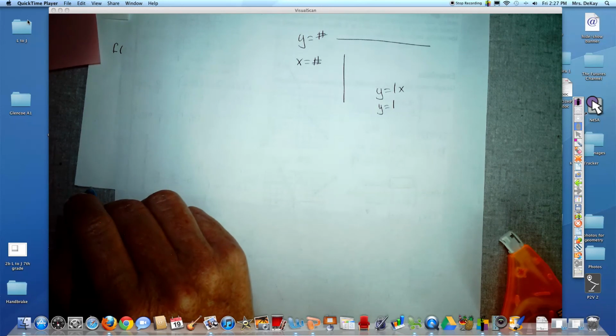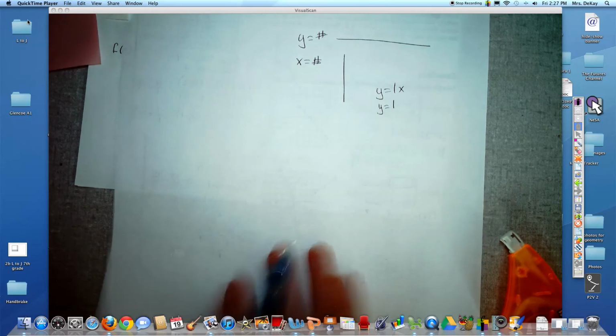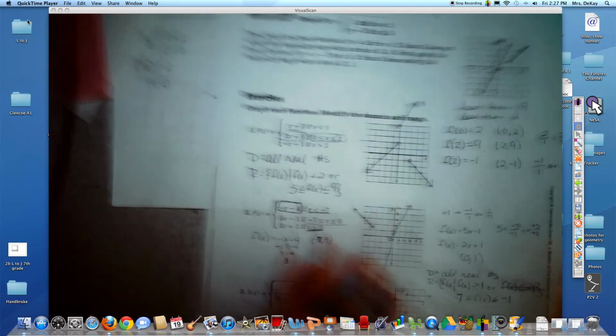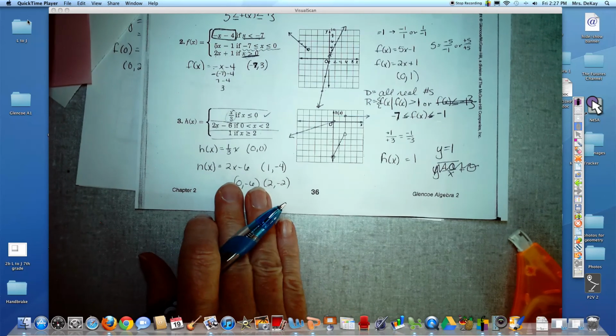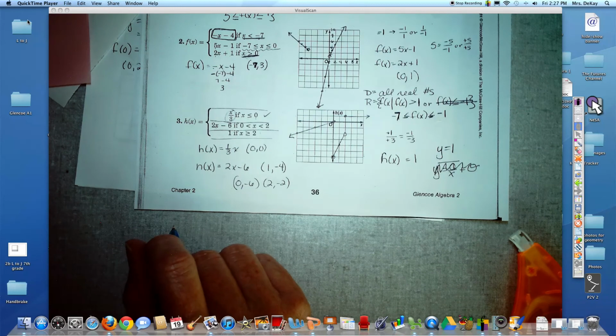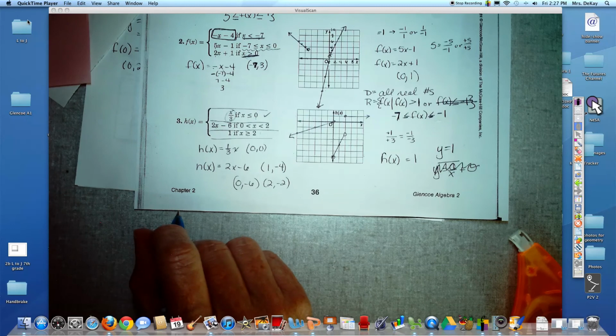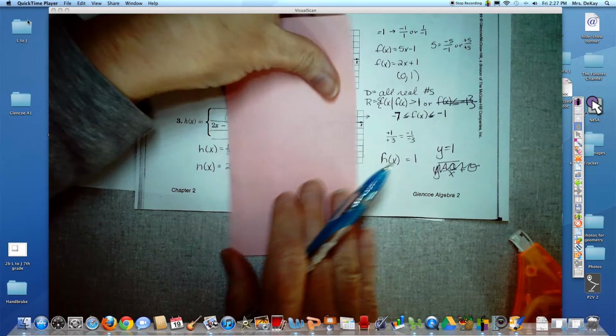Okay? So if it's a number, it's just a horizontal line. That's what it looks like. And then you go over to 2 to put your little point, because it's greater than or equal to 2. Yes, because it's only true for this part of the graph.